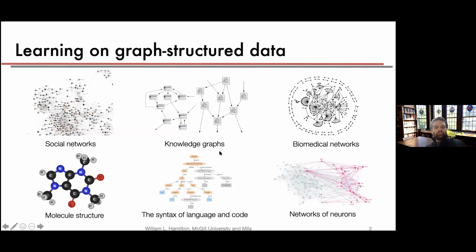Okay, so obviously what we're interested in is this task of learning on graph structured data. And just to make it clear what kind of data sets I'm thinking about when I talk about learning on graph structured data, I'm thinking about things like doing friendship recommendation in social networks, trying to do automated fact prediction in knowledge graphs, trying to do things like computational drug design using biomedical networks or by analyzing the graph structures of molecules. There are also many really exciting applications of using graph representation learning for things like analyzing the syntax of language and code, and even looking at networks of neurons as being graph structures.